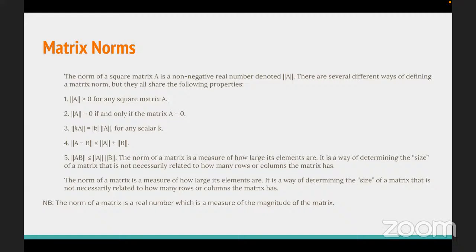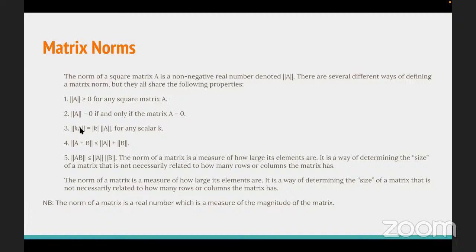Number 1, the norm of a matrix must be greater than or equal to 0. Like we said, the norm of a matrix is a non-negative real number, so it must be greater than or equal to 0. Number 2, the norm of a matrix can only be 0 if the matrix itself is 0. So if we have matrix A which is 0, then the norm is 0. Now, if you multiply a matrix by a scalar and you find the norm, it must be the same as when you get the absolute value of that same scalar and multiply by the norm of the matrix. I'm talking about number 3.